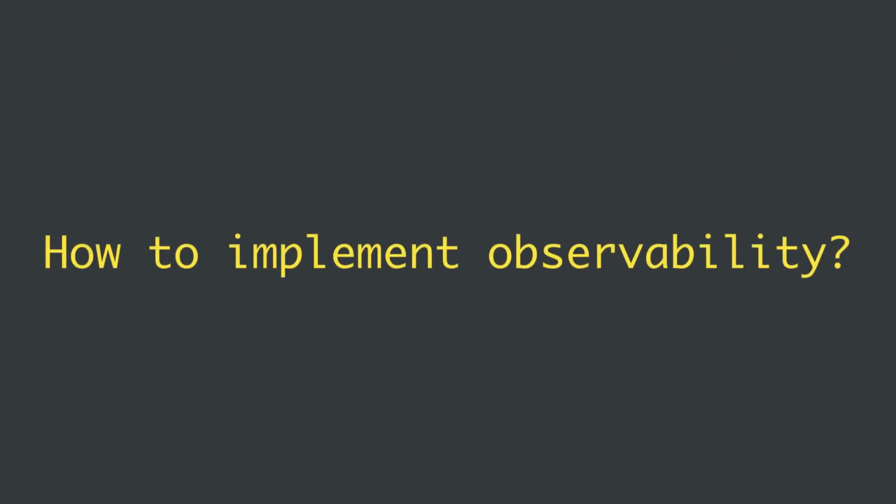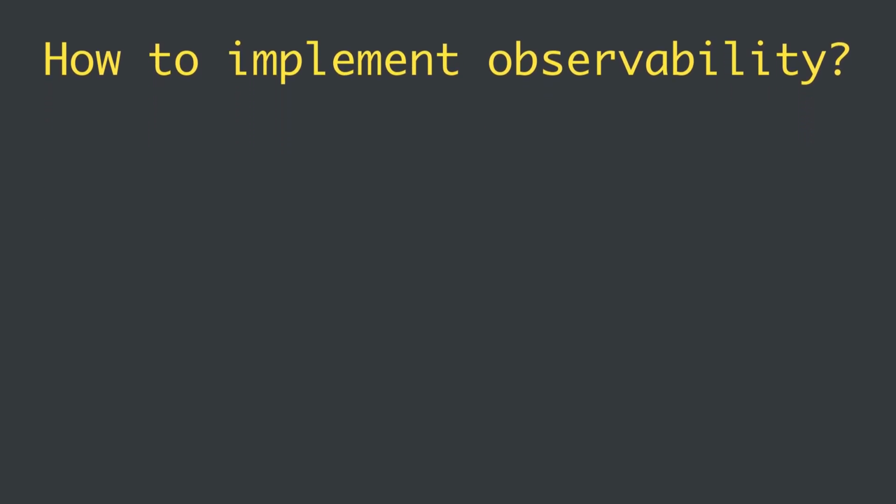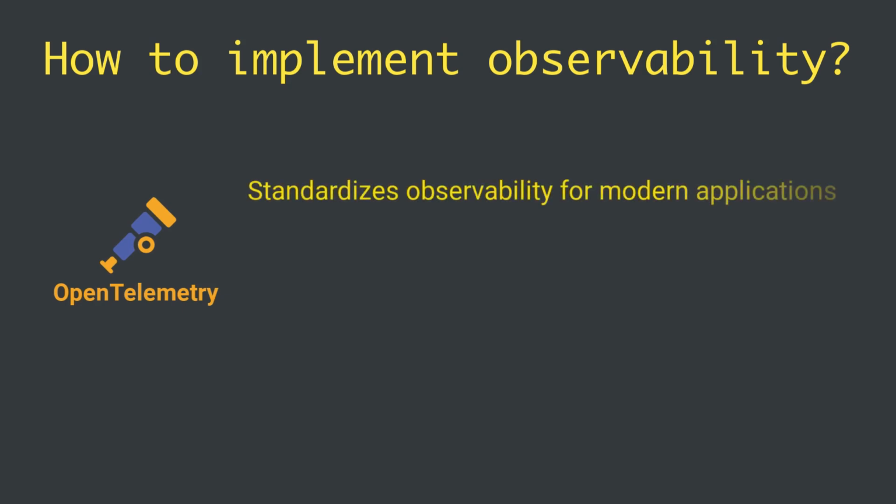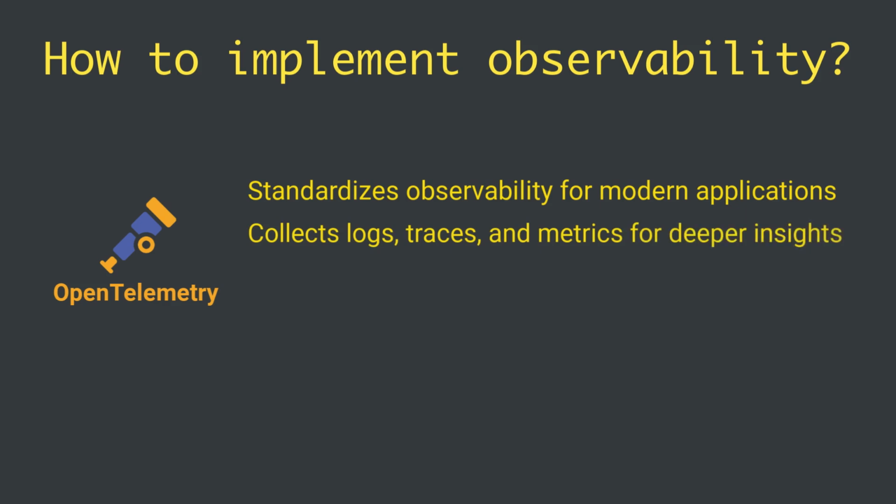Now the big question: how do we implement observability? Fortunately, there are tools to help us, and one of the most powerful is OpenTelemetry. OpenTelemetry is a leading open-source framework that standardizes and simplifies observability for modern applications. It unifies the collection of logs, traces, and metrics, the three pillars of observability, allowing developers to monitor performance, identify bottlenecks, and resolve issues across distributed systems.